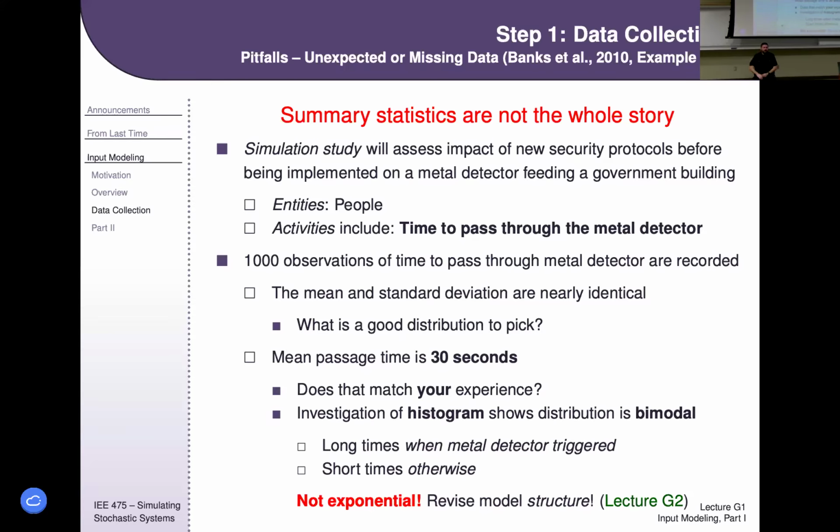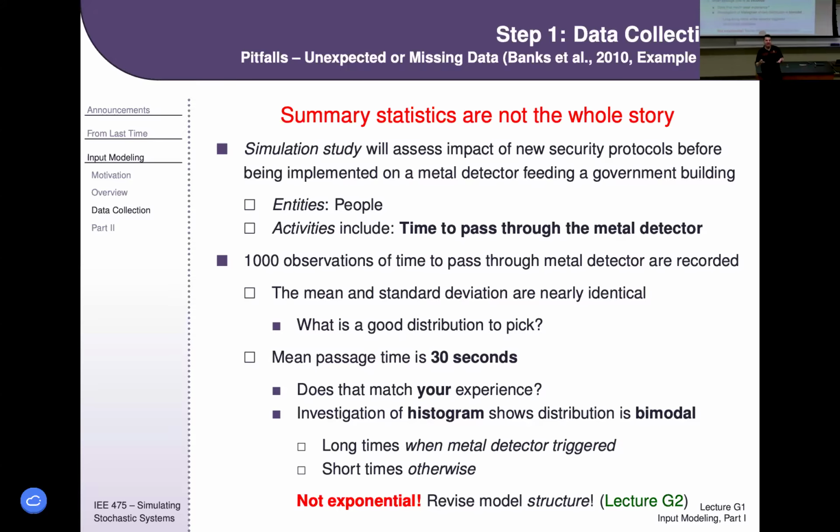So that's why you always want to look at distributions. You always want to plot it. You always want to look at the shape of the distribution. So you take a histogram of the data that they have available. And what you find is that despite its mean passage time being 30 seconds, it's a bimodal distribution, meaning that it's got a big hump close to 0, and it's got a big hump close to 60 seconds or so. And so those two big humps do not look like an exponential at all.